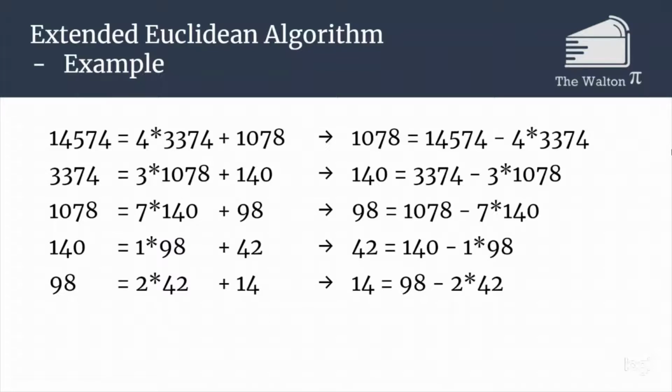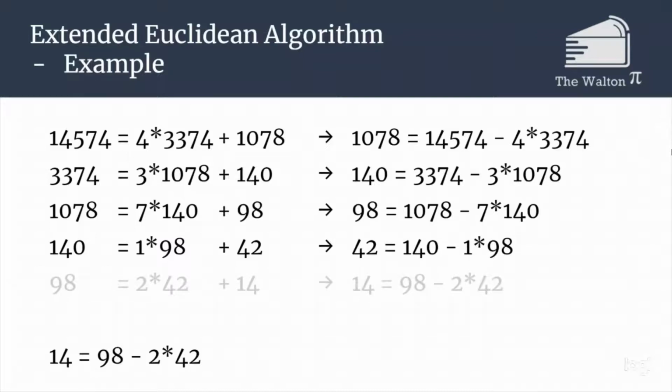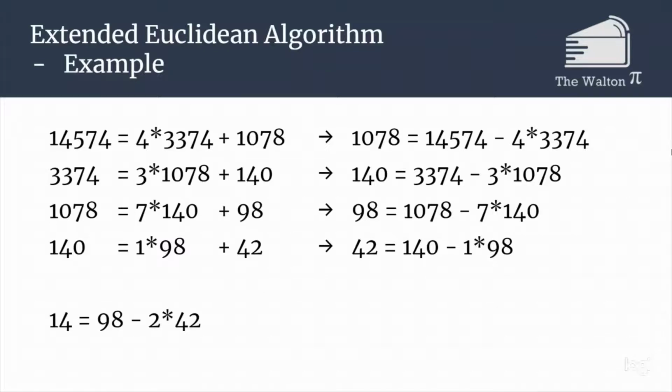So if we start by just looking at 14 is equal to 98 minus 2 times 42. We've now used all the information in the bottom row, which means that we don't really need it anymore. So we can now remove that since we've taken that into account and only look at the next line.